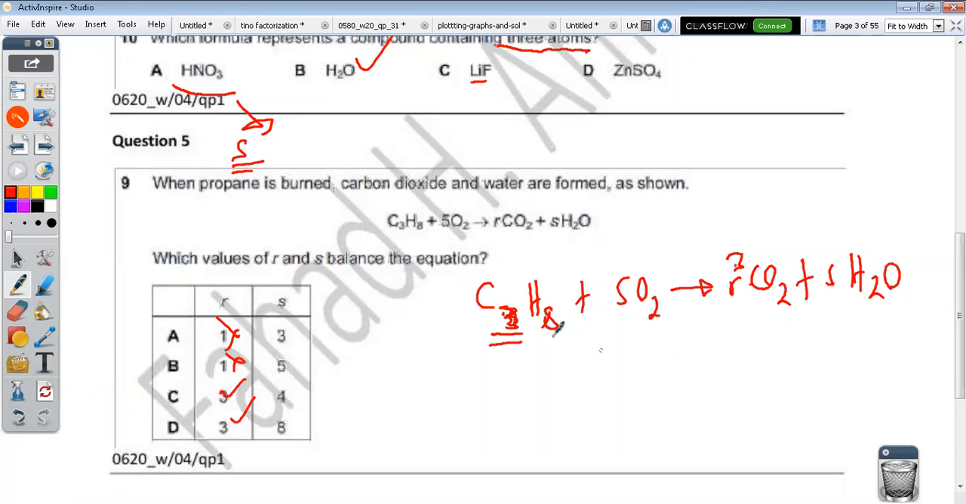So that the carbons balance. How many hydrogens do I have here? 8. So what do I need to multiply 2 by to get 8? 4. So what becomes the answer? Clear now?